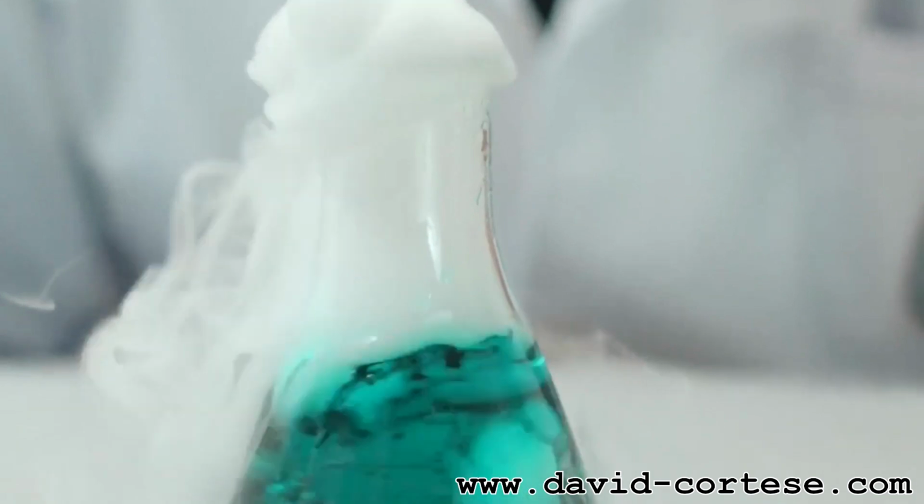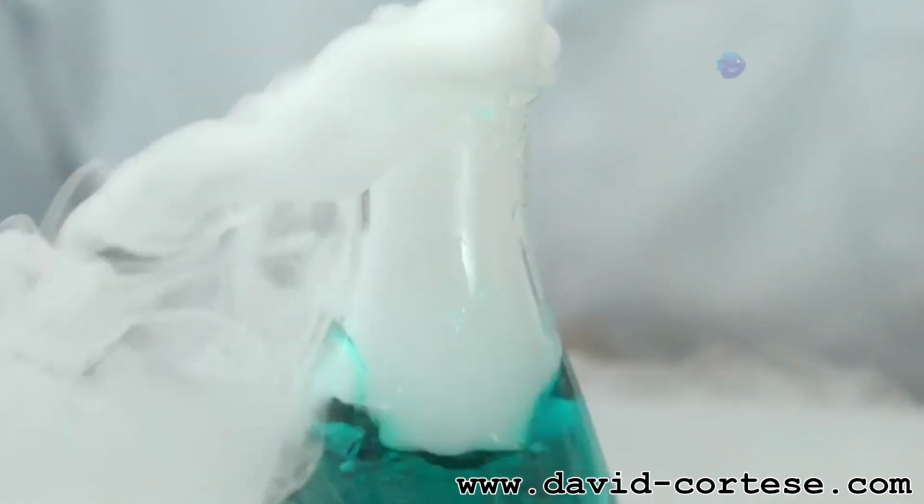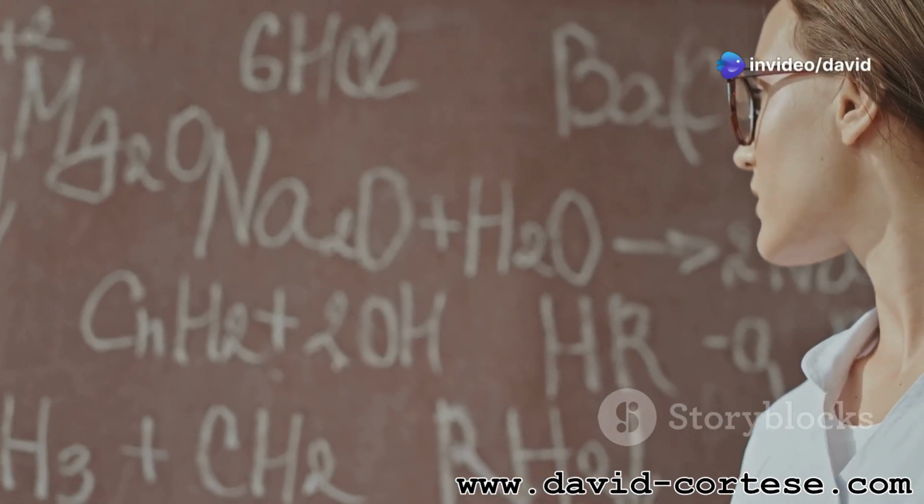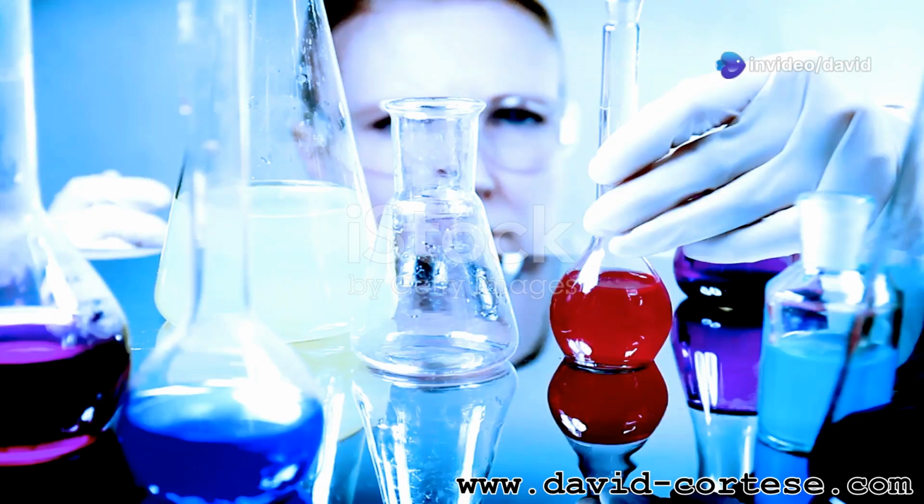Chemical equations are important because they show us exactly what happens during a chemical reaction. They're like a secret code that unlocks the mysteries of chemistry.